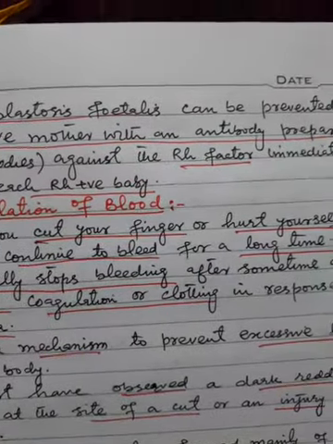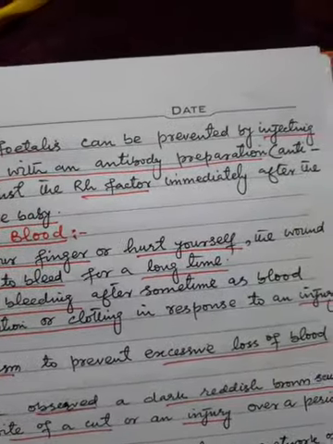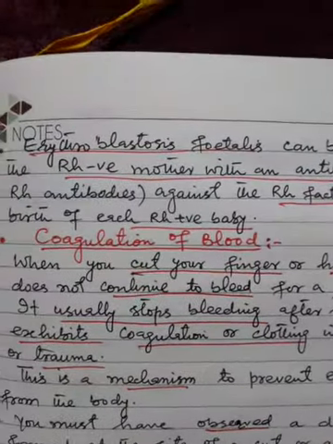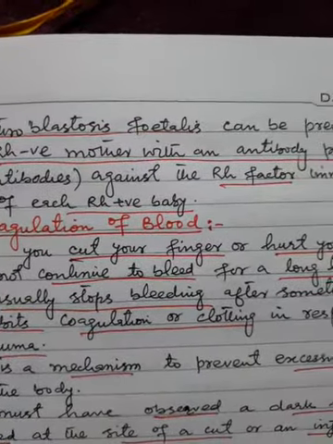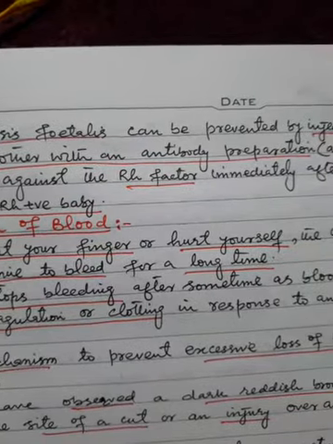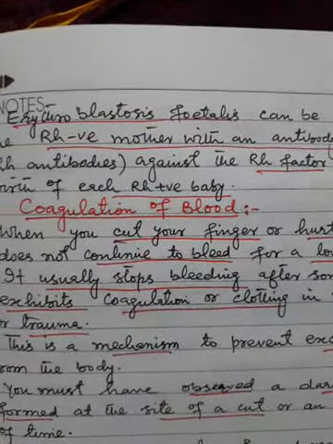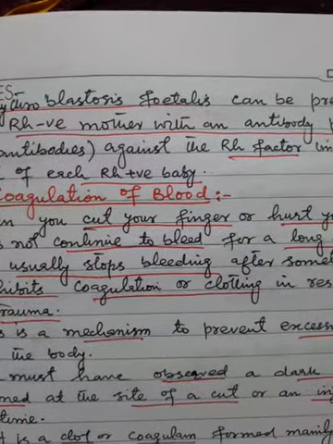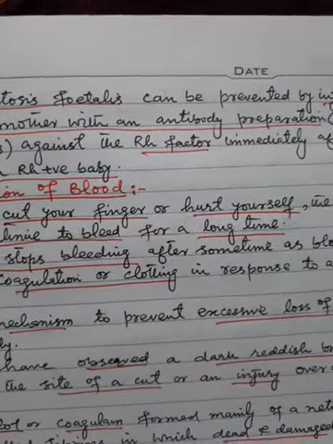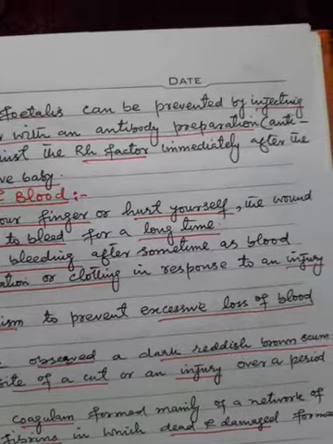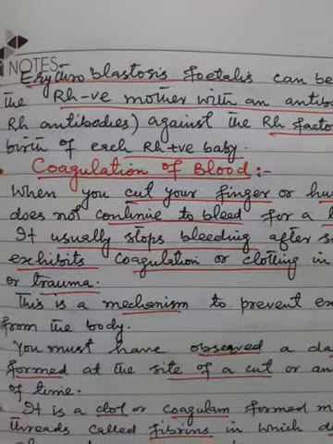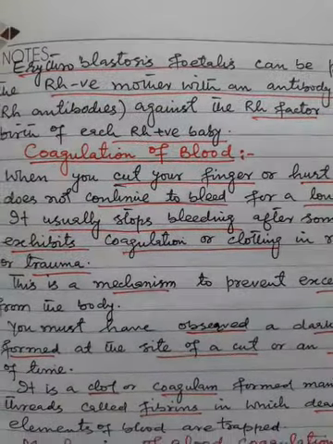Erythroblastosis fetalis can be prevented by injecting the Rh negative mother with an antibody preparation, that is anti Rh antibodies against the Rh factor, immediately after the birth of each Rh positive baby.